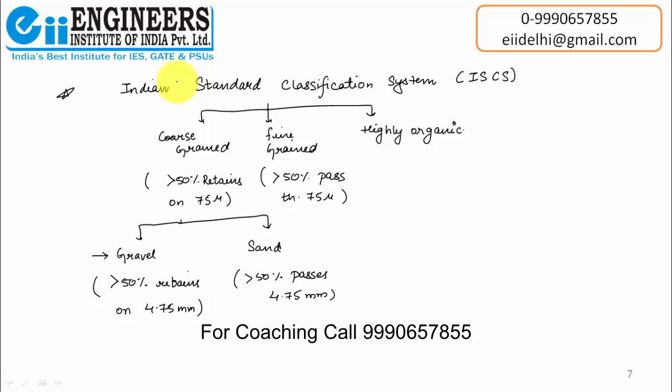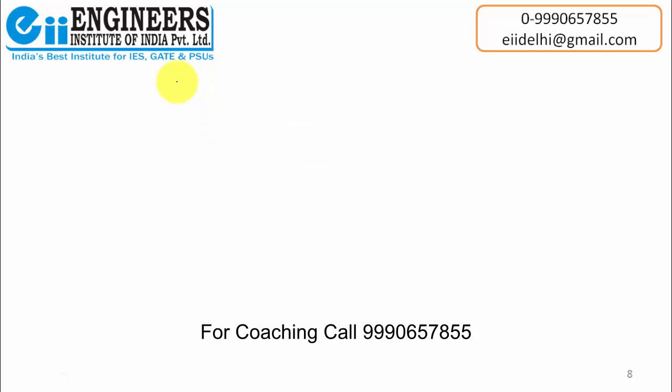then they are known as sands. Well, we generally designate gravels by G and sands by S. Now, let's go to the fine grained classification.